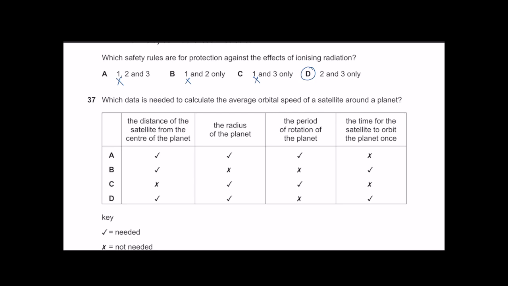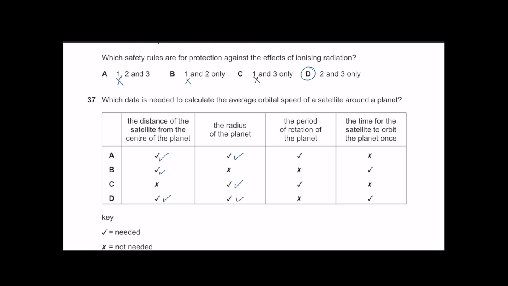Orbital speed: it needs to know the pathway, so we need the radius and we need the time. That's it. Let's see: the distance of the satellite from the center of the planet. This is the radius, I agree with that, and also with that. So the answer is A, or B, or even D. So the radius, yes, the radius is needed. So the answer here is correct.